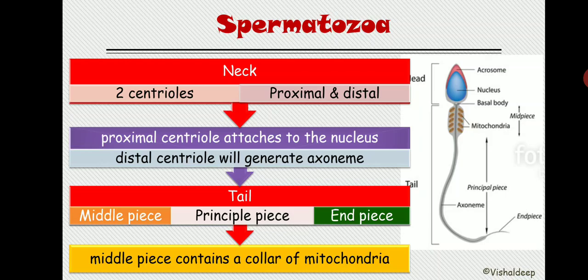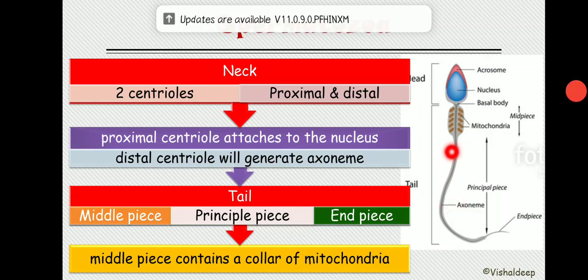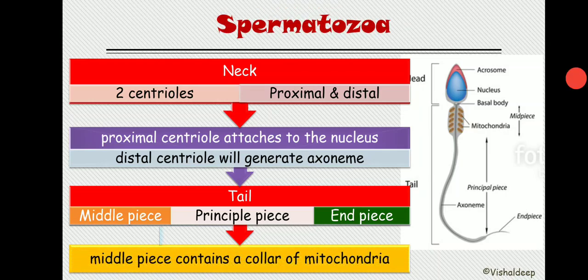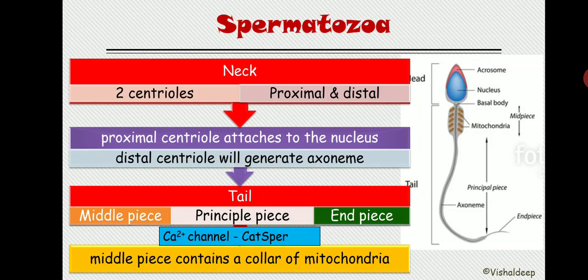Now here's one more thing I would like to highlight: inside this principal piece that is shown over here, there is a protein. That protein or channel is known as CatSper. Remember the name of the channel, it is CatSper. That CatSper is a calcium channel that is responsible for activation, or making the motility more pronounced, right?